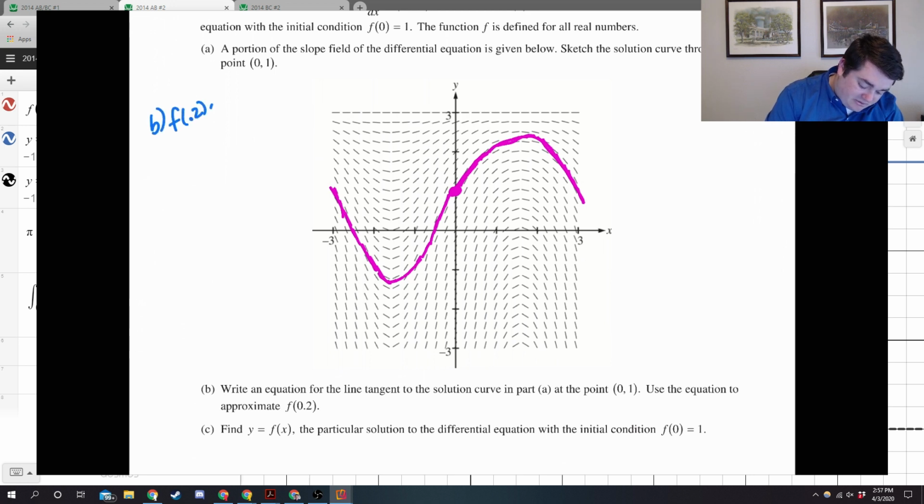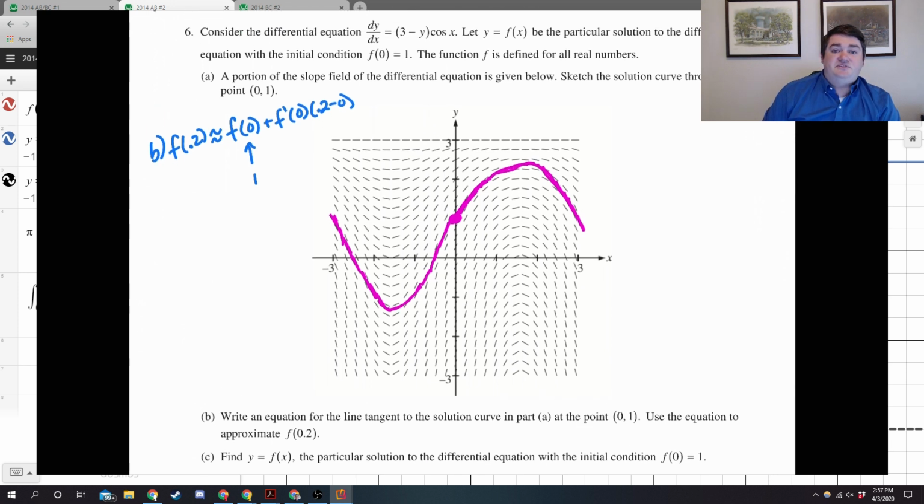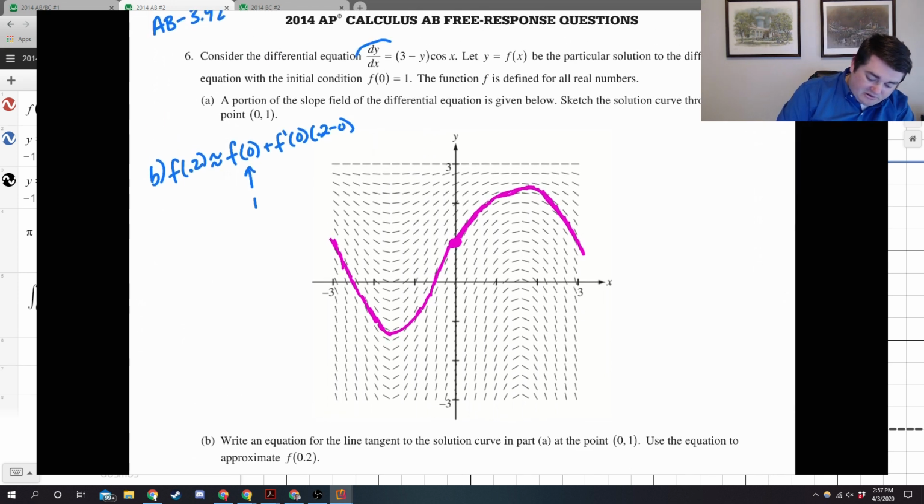f(0.2) is approximately f(0) plus f'(0) times 0.2 minus 0. That's the all-in-one process for linear approximation. So do I know these values? f(0) is 1. f'(0), well, how do I know f'(0)? They gave me a differential equation up here, and I have a 0.2 plug into it.